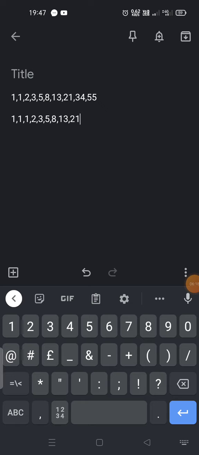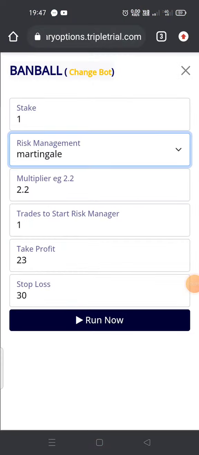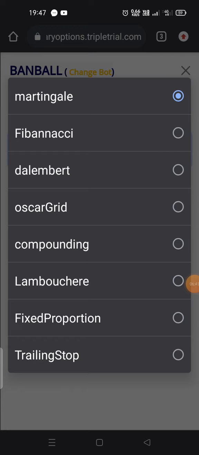For example, your stake was $21 at this point, and you win. If you win, we'll not continue, we'll just go back, reverse on the sequence. Now instead of going to 34, we'll just go back to 13. And if you continue winning, we'll go back up to 1 and remain on 1. Now that's how the Fibonacci strategy works.